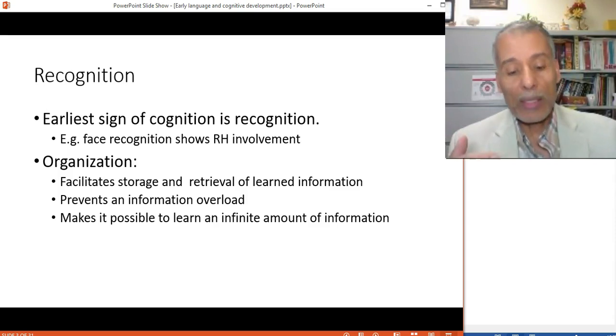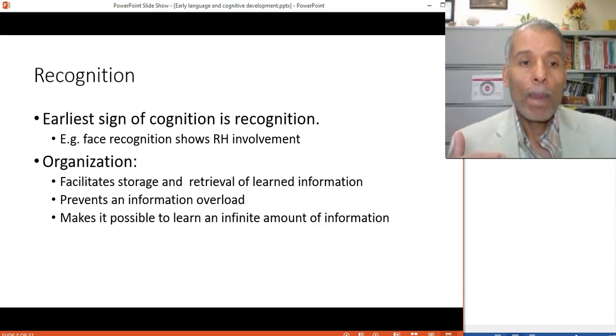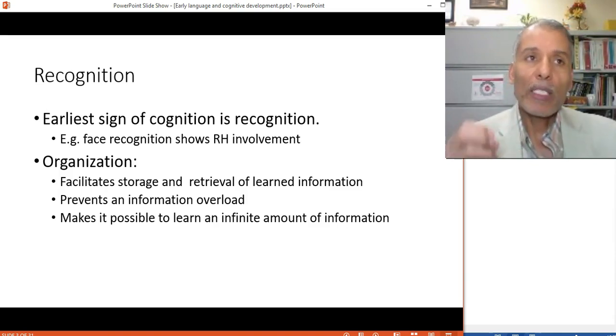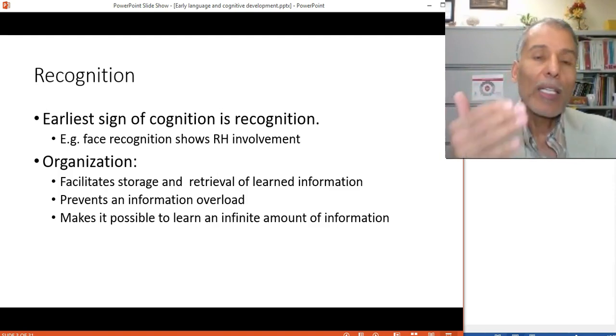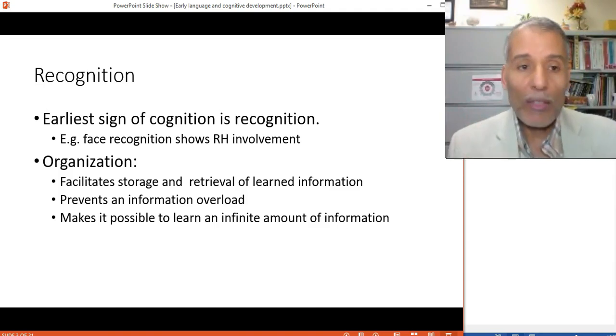Then another skill that is among the early skills involved in cognition is cognitive organization. Cognitive organization is basically organizing thoughts and ideas in a cohesive manner and in a coherent manner. What's the difference? Cohesion, coherence.